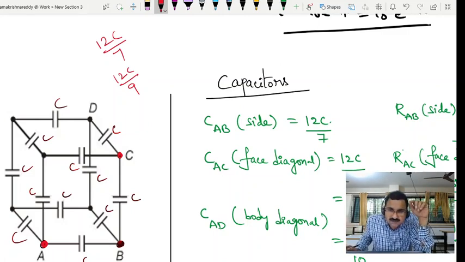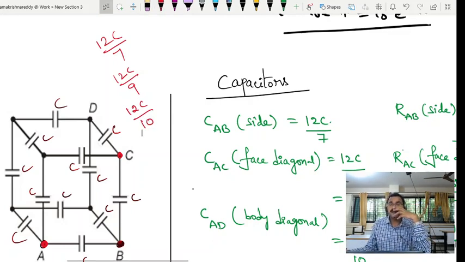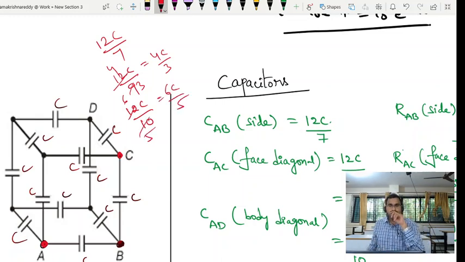So the side is 12C by 7, the face diagonal is 12C by 9, and the next one is 12C by 10, the body diagonal or the longest diagonal. Now 4 cancels, so 4C by 3. And this is the same thing, 2 sixes and 2 fives, so we get 6C by 5. That is what I am telling. These are the standard ones to remember.